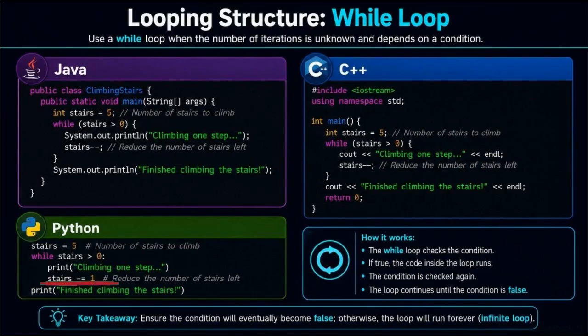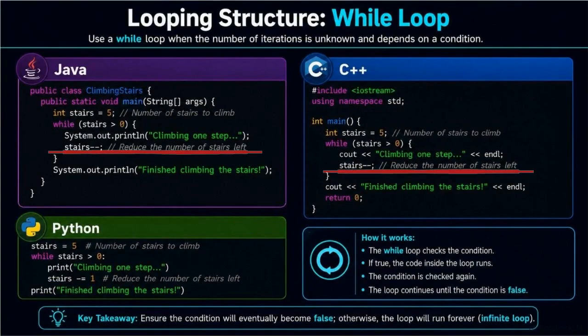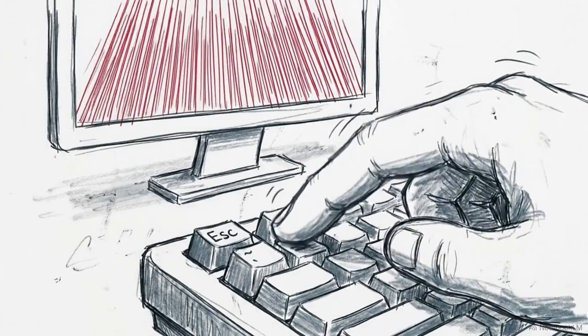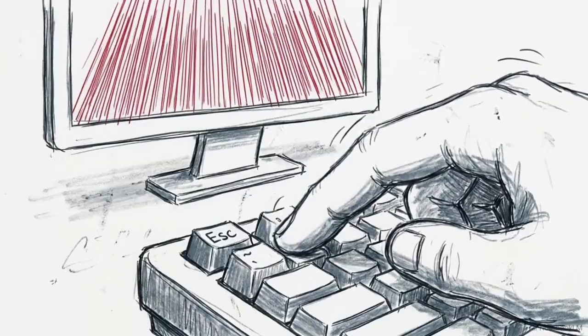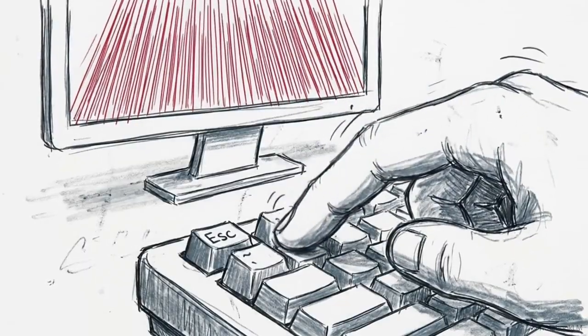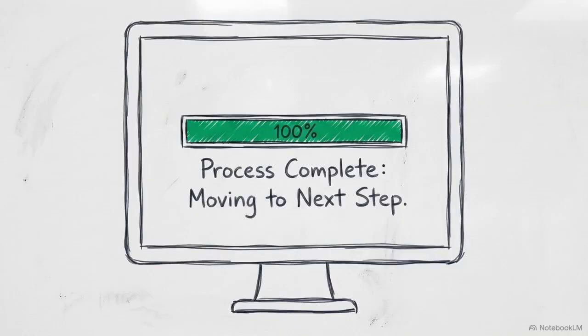You create this exit trigger by modifying a variable on every pass. In these scripts, commands like stairs minus minus reduce the count by 1 each time, ensuring the loop eventually reaches 0 and terminates. If you forget this exit modifier, the program gets trapped in an infinite loop. It repeats endlessly, usually causing the software to crash. Loops provide significant computational power, but they require you to manage the exit condition to ensure the program moves forward.